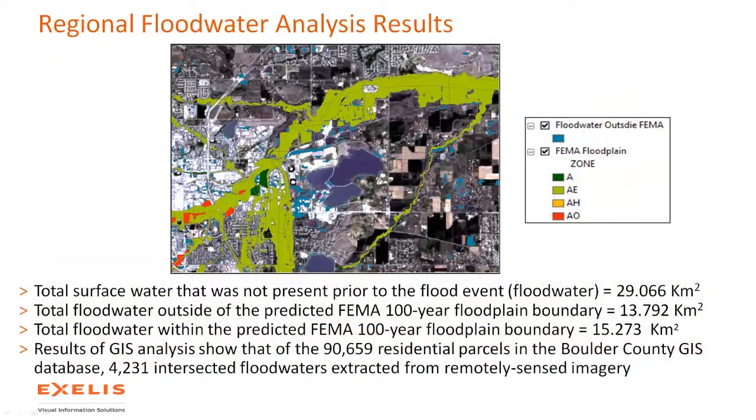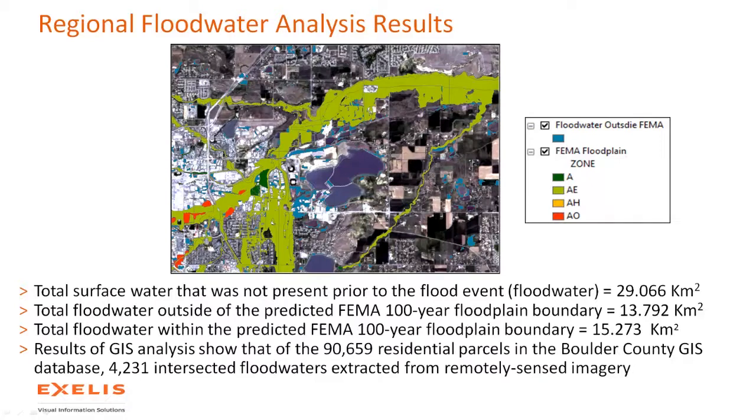We can also use the data that we extracted to see how well FEMA floodplain maps did at predicting the location of floodwaters. For this analysis, the total floodwater outside of the predicted FEMA 100-year floodplain boundary was approximately 13.8 square kilometers, while approximately 15.3 square kilometers were within the predicted 100-year floodplain.